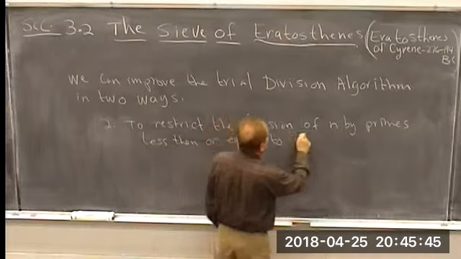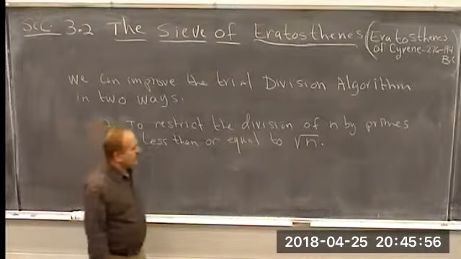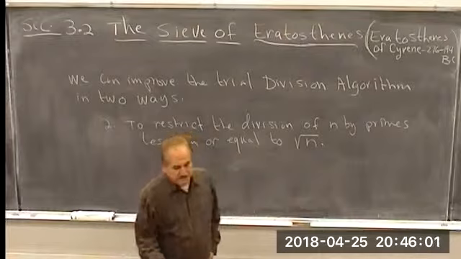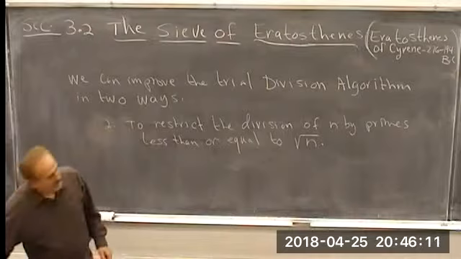But we're going to state this in the form of a theorem that simply says that if n is a composite natural number, then n has a prime factor p that does not exceed, that is going to be less than or equal to, the square root of n. Okay, so let me write this theorem, which answers this question.